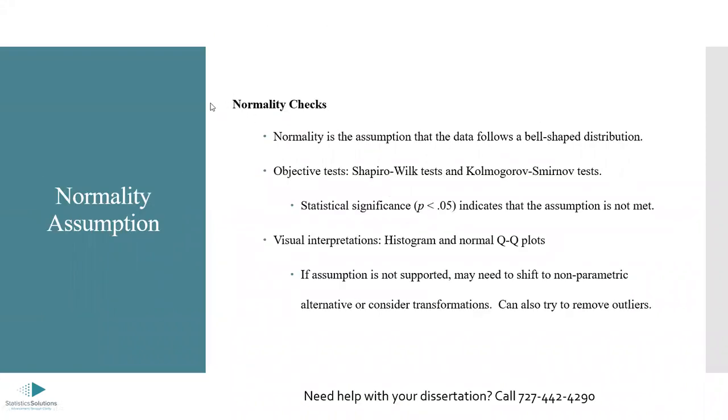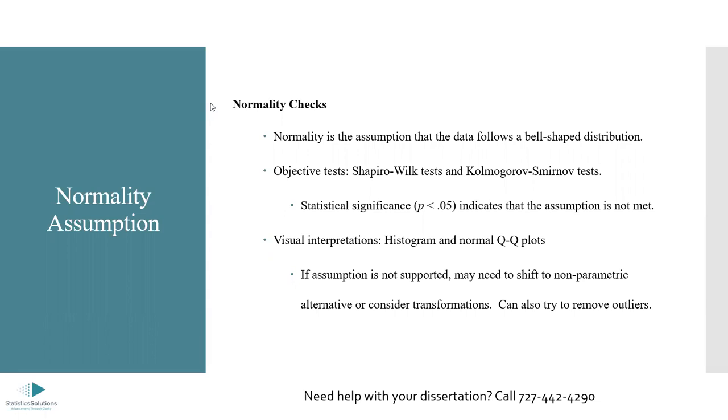So the primary assumption that I would say most students get tripped up on is normality. Whenever you're running inferential analyses, specifically parametric analyses, things like Pearson correlations, t-tests, ANOVAs, regression models, you have to verify normality on your dependent variables. You have to make sure that your data follows a bell-shaped curve or a bell-shaped distribution.